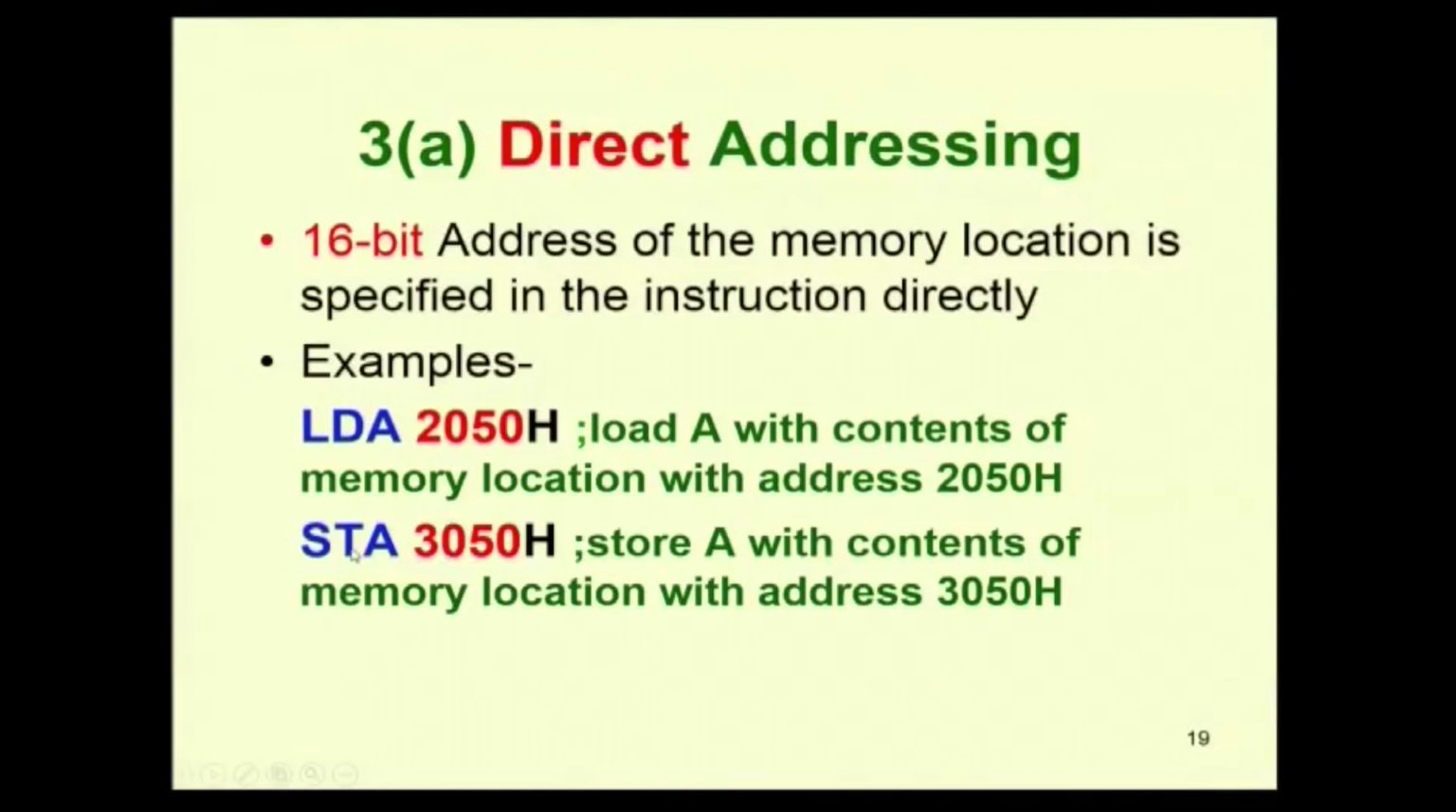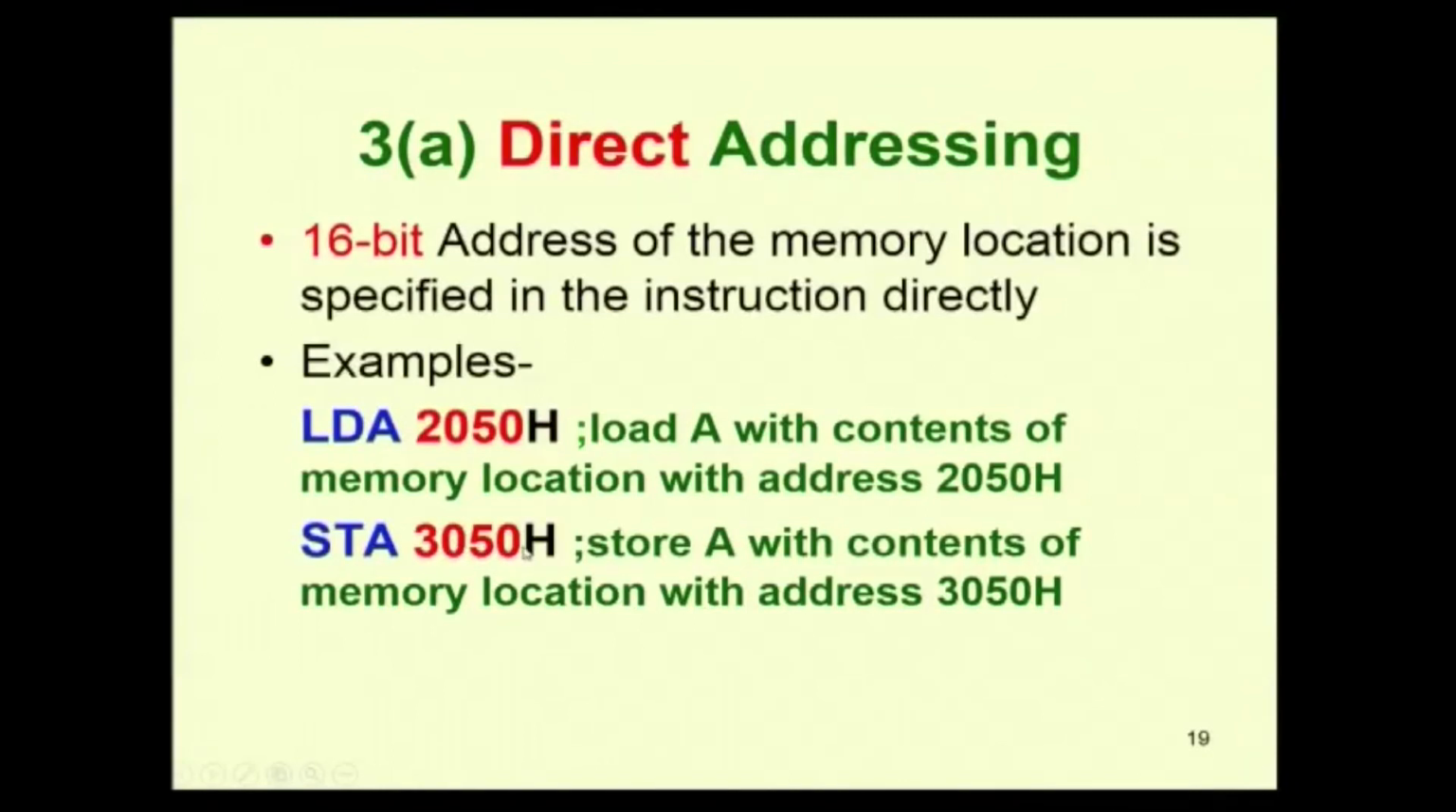Then store. Suppose you already have some result in the accumulator and you want to store it in a memory location. Then you have to mention exactly where the data in the accumulator has to go. Store accumulator: you have to mention the entire address, which of course is 16 bit. So, the store accumulator opcode is followed by the 16 bit address, and then the contents of the accumulator will be taken and stored in the memory location 3050H.